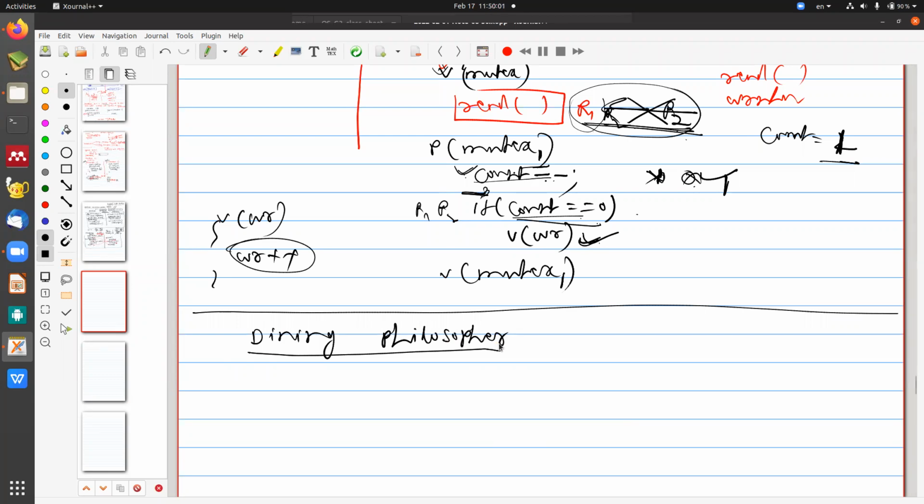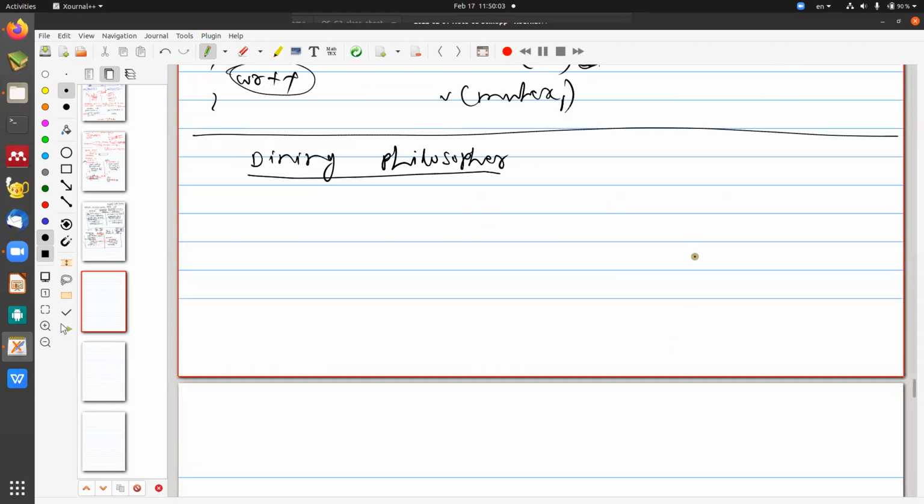Yes. So what is the dining philosopher problem? The dining philosopher problem is very simple. There is a dining table, and 5 philosophers are sitting here. One is this philosopher, one is this, this is the third, this is the fourth, and this is the fifth philosopher. Assume this is P0, P1, P2, P3, and P4. So there are a total of 5 philosophers sitting.